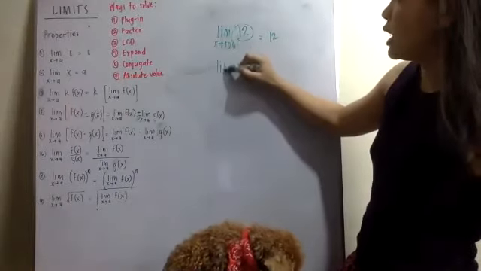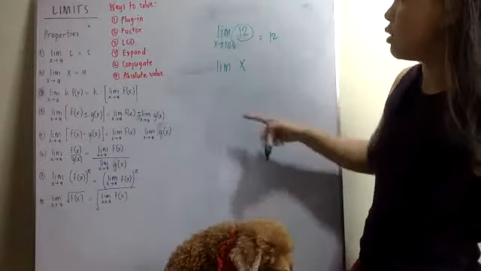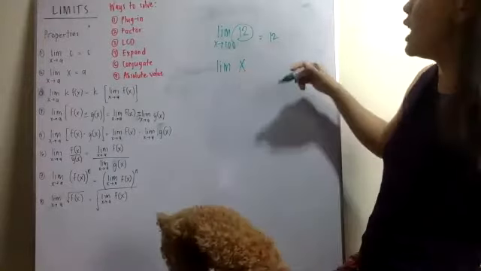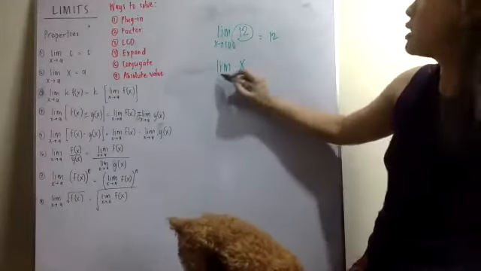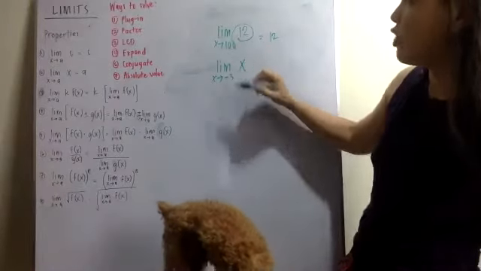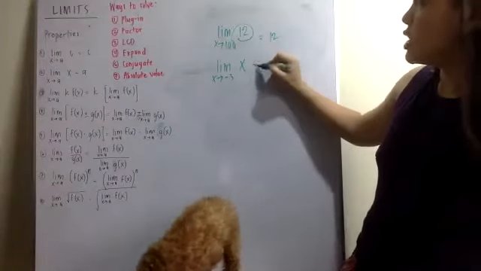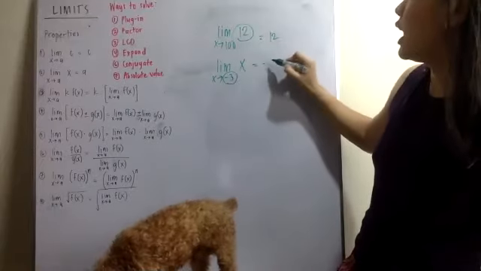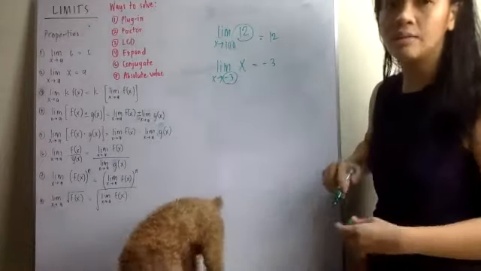What does that say? When you only have x here, basically your function is just that: f of x is equal to x. As x approaches any number, let's say negative 3, our answer here is just whatever that number is, negative 3. Okay?